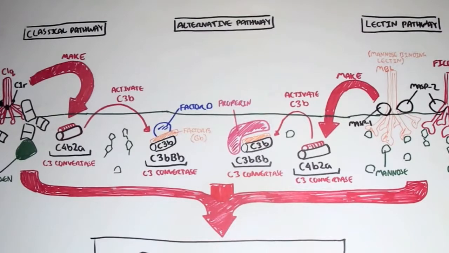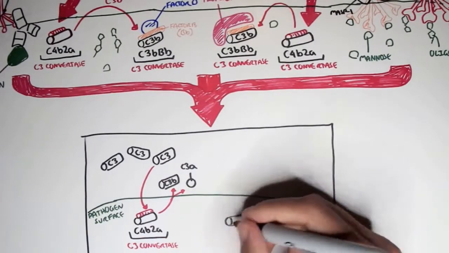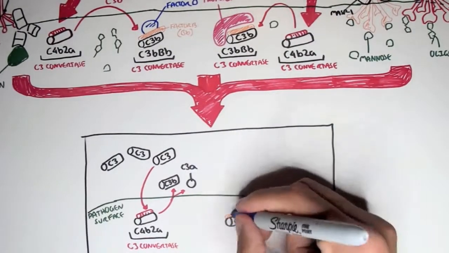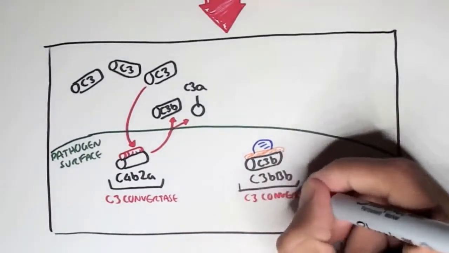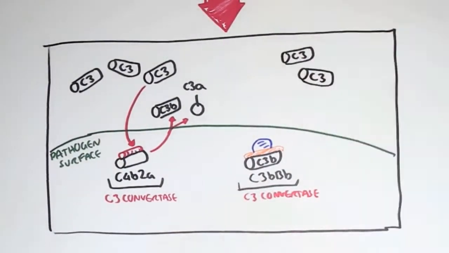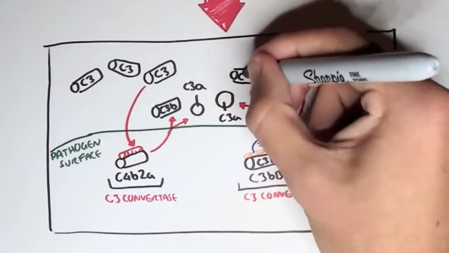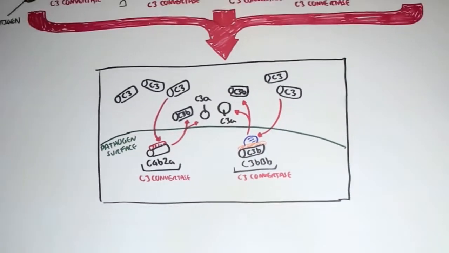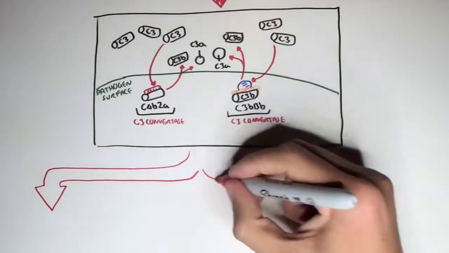So as you can see, the alternative pathway essentially enhances the classical and lectin pathway, or the classical and lectin pathway enhances the alternative pathway. But all these pathways, the classical pathway, the alternative pathway, and the lectin pathway, all form a C3 convertase. And what a C3 convertase does is that it activates C3, which basically splits a C3 into a C3a and a C3b. So this is the main thing to take in.